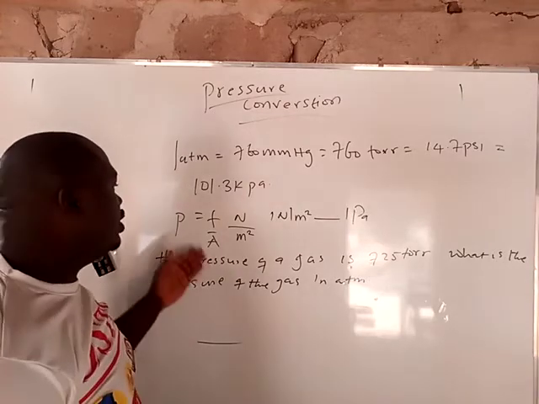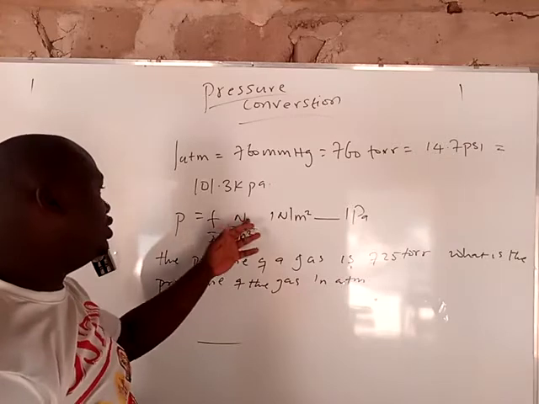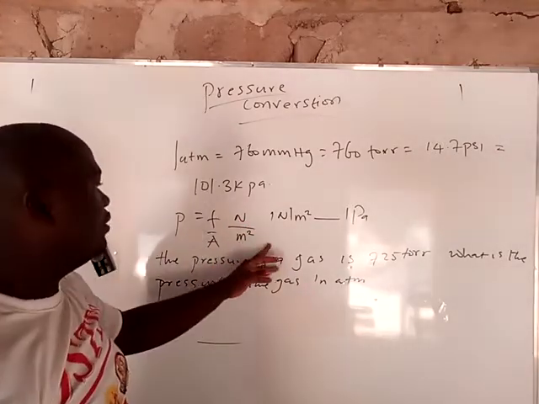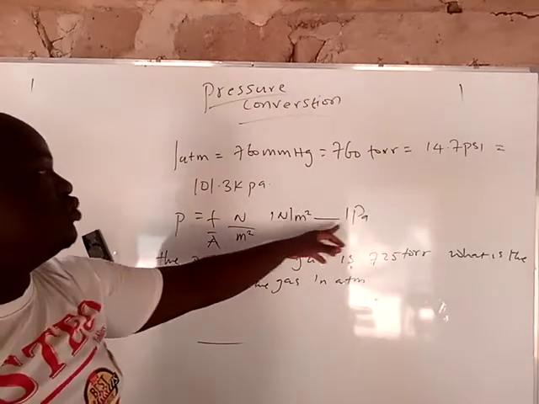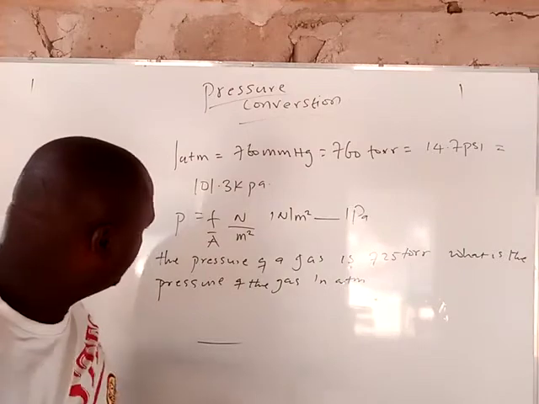You already know that in physics, pressure is force over area. Force is measured in Newtons, and area is measured in meters squared. Therefore, 1 Newton per square meter is equal to 1 Pascal. In chemistry, we use the Pascal more.